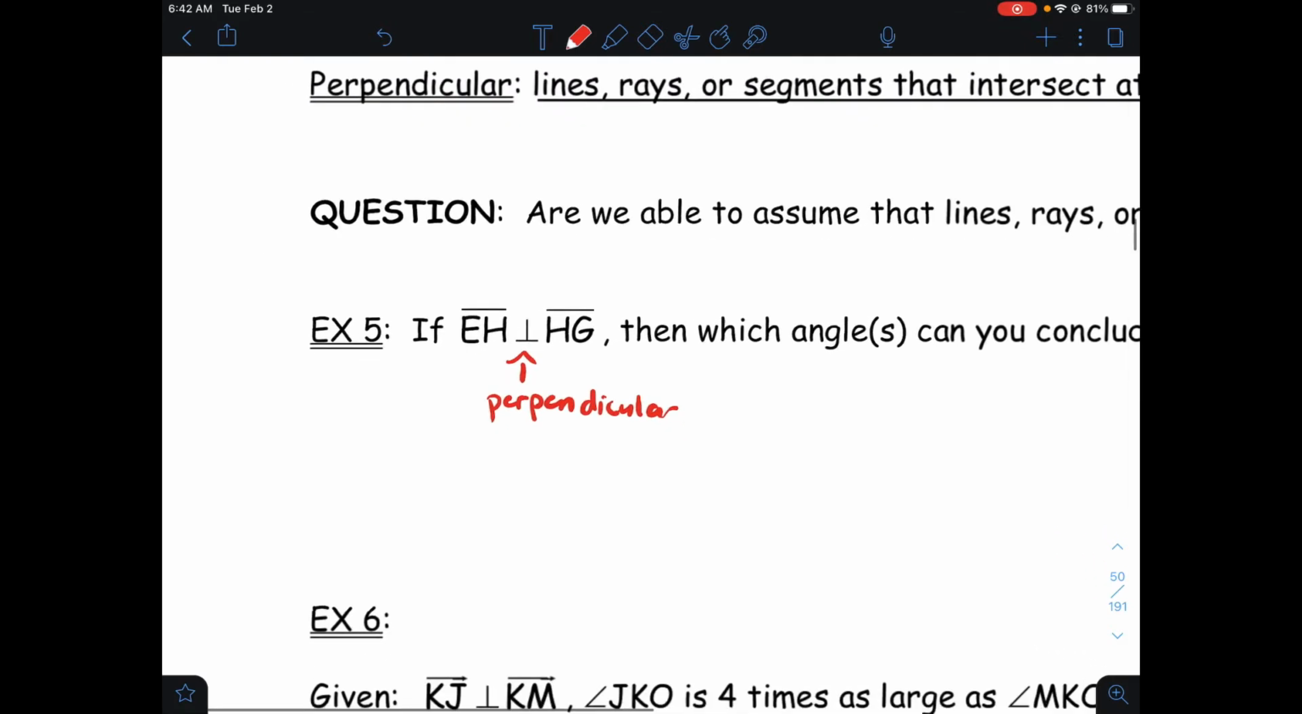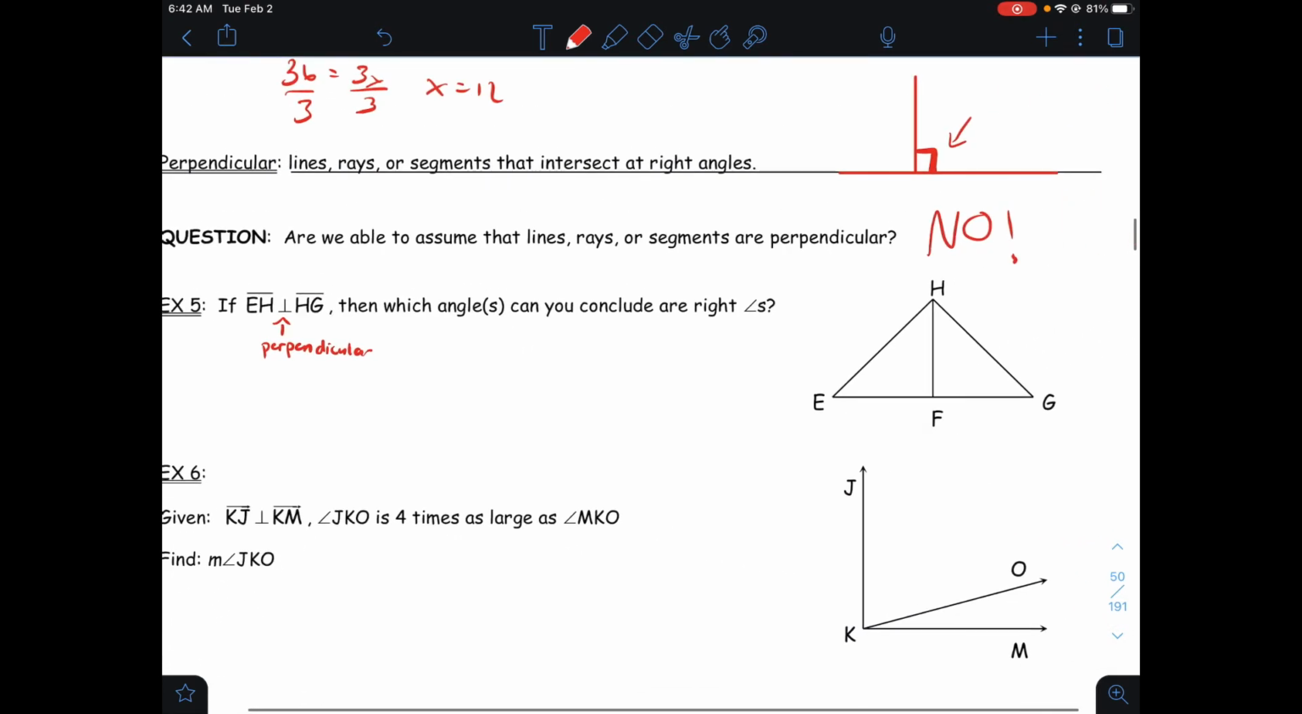All right. So it says if EH is perpendicular to HG. So they're telling us EH is perpendicular to HG. So what does that mean? That means that this angle here is going to be a right angle.